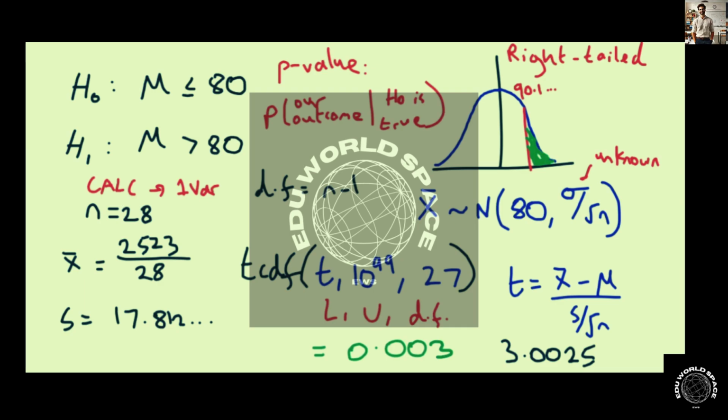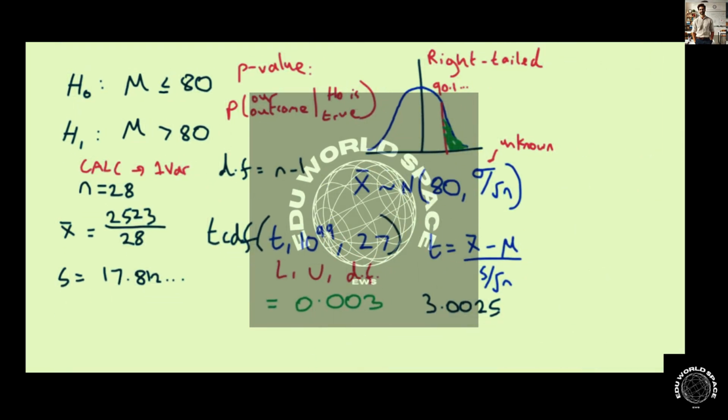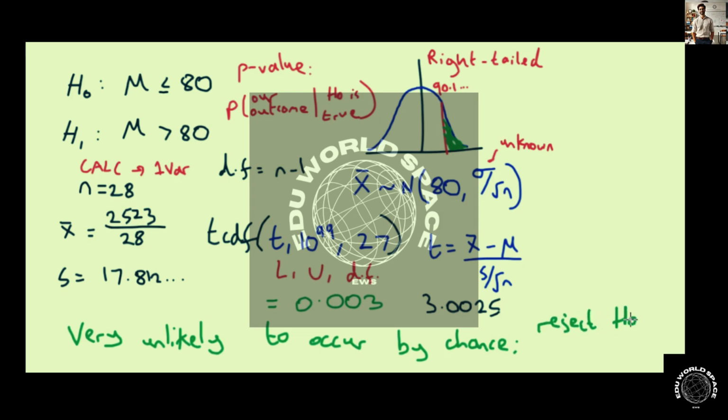So what does that tell me? Well, it tells me that this is pretty unlikely to happen. So again, if the mean is at most 80, the probability of such a high sample mean in this case is 0.3%. That's really unlikely. Based on that, I think the mean is higher than 80. So very unlikely to occur by chance. So I'm going to reject the null hypothesis. I'm going to conclude the mean is greater than 80.